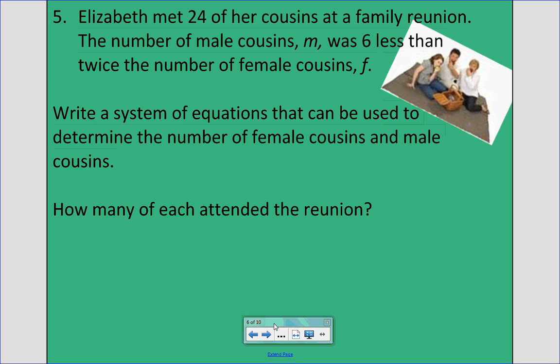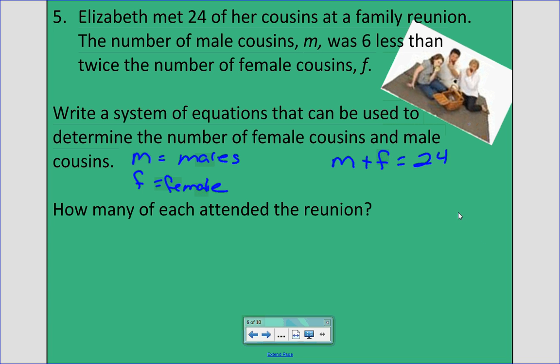Elizabeth met 24 of her cousins at a family reunion. The number of male cousins was 6 less than twice the number of female cousins. Write a system that can be used to determine the number of females and the number of males. When you have to define your variables here, it gives you M and F. M is going to be the males. F is going to be the females. So when they want you to write the system, the males plus the females equals 24.